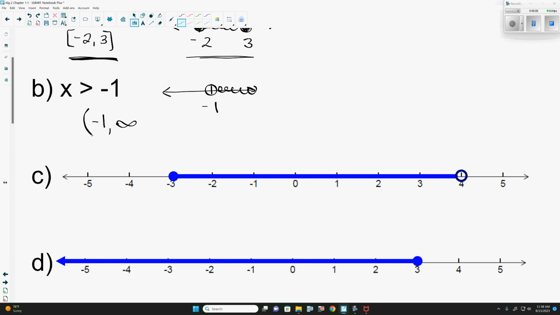So what's going to be next to infinity? Parentheses or brackets? Because infinity or negative infinity never gets a bracket. It's always going to be a parenthesis.